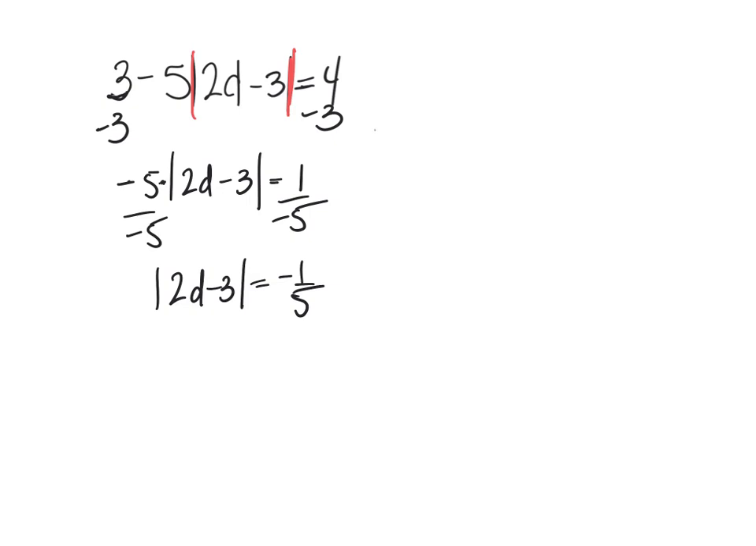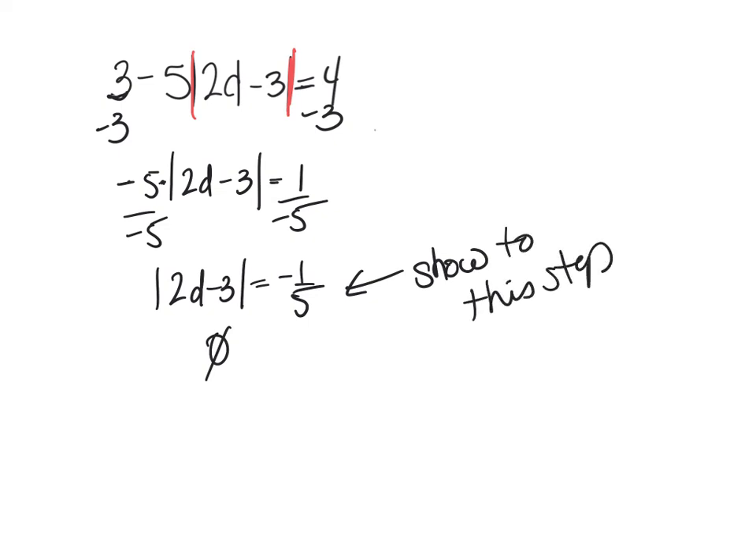Now at this point, we can say, oh look, I have the absolute value. It's equal to a negative. Therefore, it's no solution because the absolute value cannot equal a negative number. And you don't need to keep solving that. But you do need to show all the way down to this step, not just stop here. Okay? And remember that the absolute value has to be isolated and equal to a negative in order for it to be no solution.